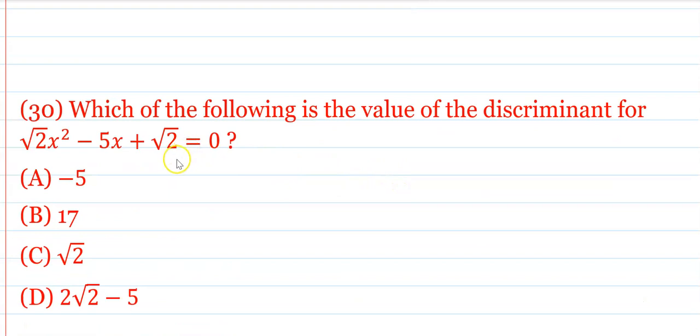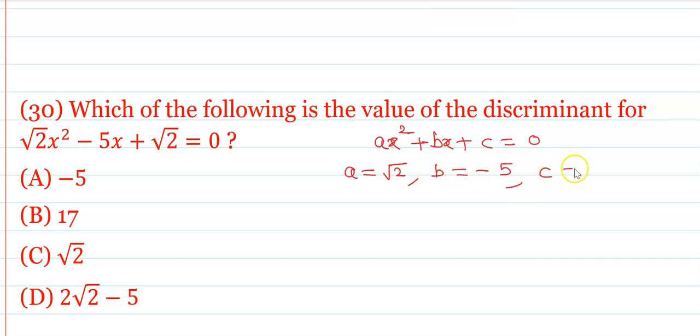Next is again a question on the quadratic equation. Which of the following is the value of the discriminant for root 2 into x square minus 5x plus root 2? Now comparing with ax square plus bx plus c equal to 0, what is the value of a? A is equal to root 2, b is equal to minus 5, c is equal to root 2.